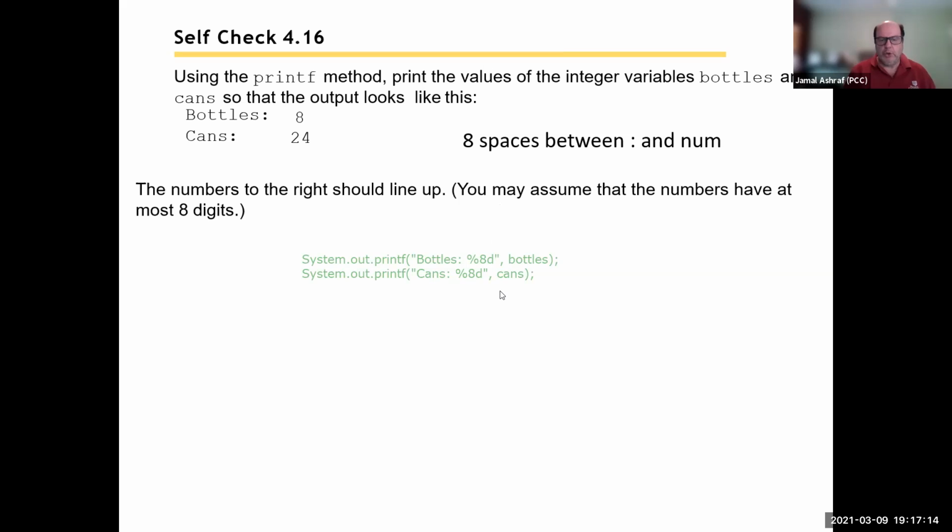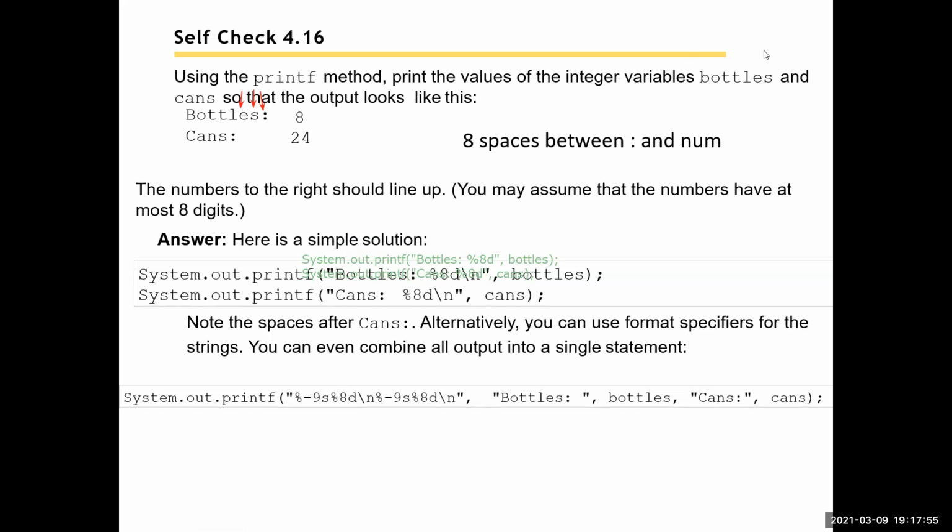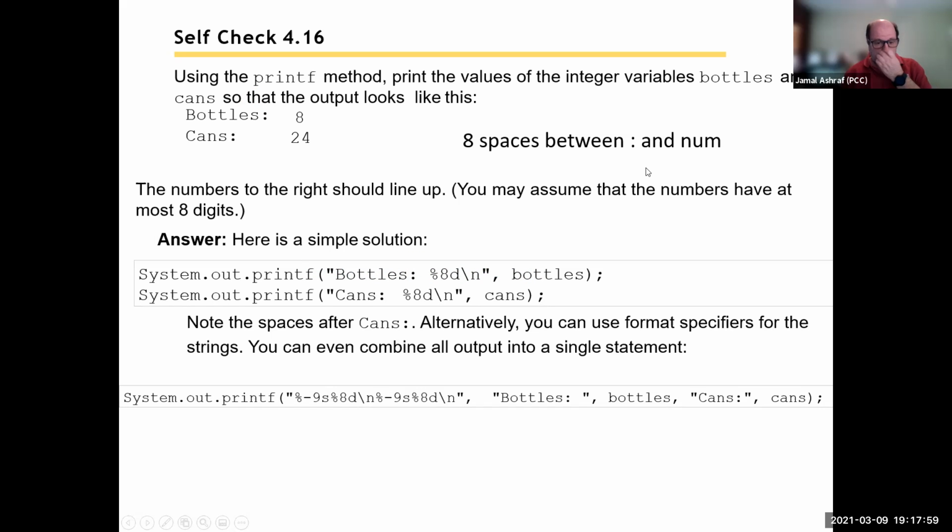Okay, so 8 is good, but the problem is because bottles have more characters than cans, they would not line up at the right side. So if I want to line it up at the right side and I want to put 8, then the bottle should be 5, correct? Because it's going to take these 3 extra spaces. Does that make sense? No, like I said, that's not the way I did it. If I want them lined on the right side, I have to account for how many we have over there.